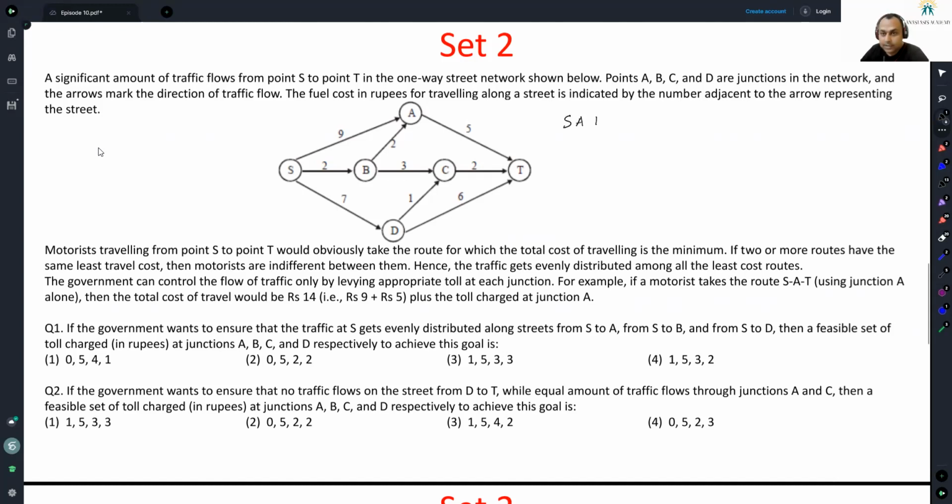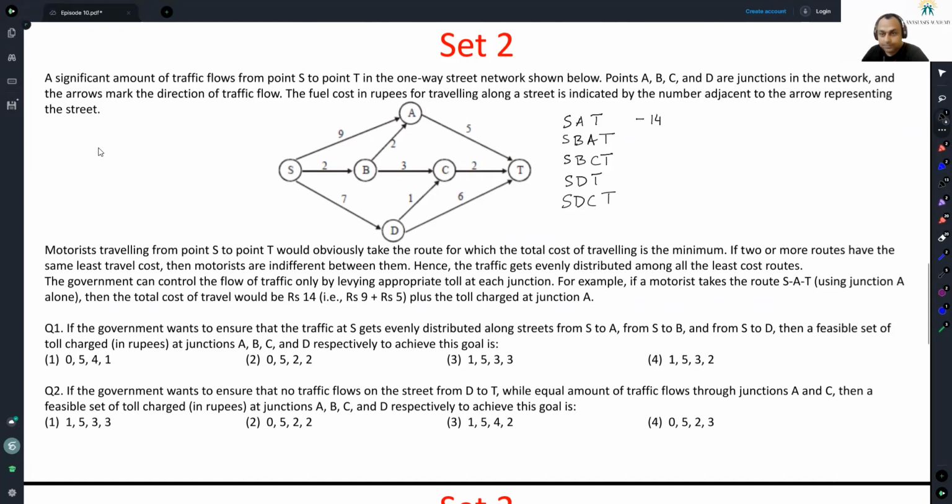Let's go: SAT, SBAT, SBCT, SDT, and SDCT. These are the 5 routes using which motorists can travel from S to T. And we also have our basic fuel costs involved.